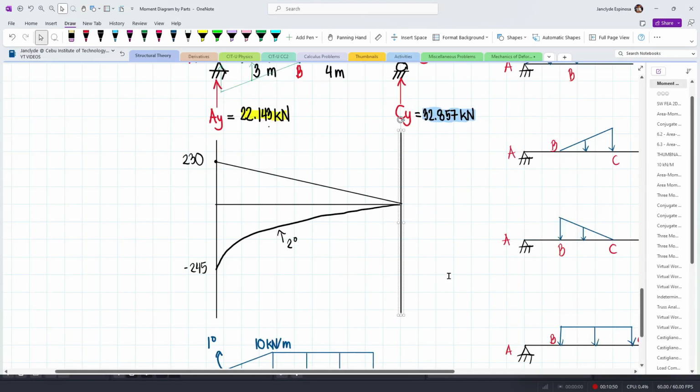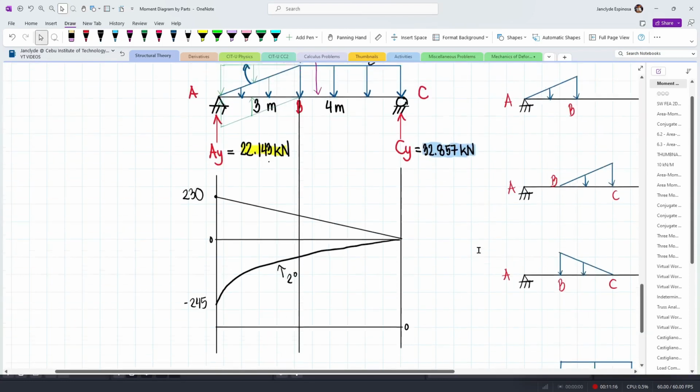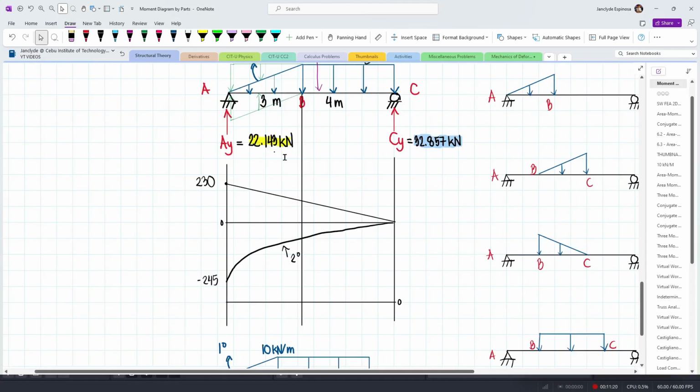Now dati, since hindi ako malinis mag-drawing, then I usually just draw another zero line. And then I will just project a line from here. And then once this is done, idodraw ko na yung moment diagram by part ng counteracting load.